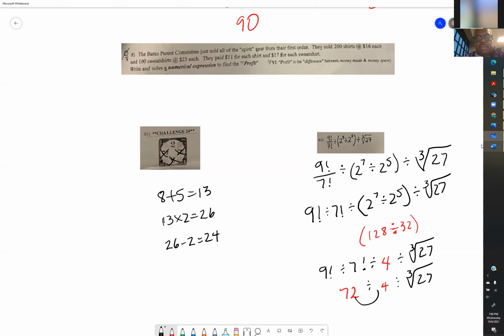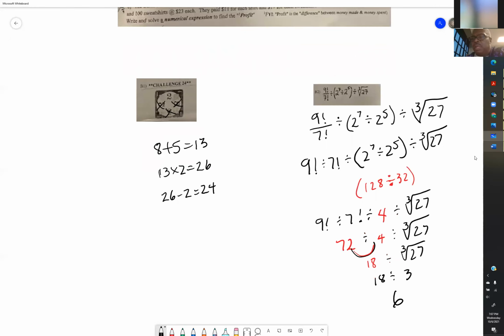Oh, didn't mean for that to happen. So we have 18 divided by the cube root of 27. Okay, so the cube root of 27 is just 3. So we have 18 divided by 3, which is just 6.